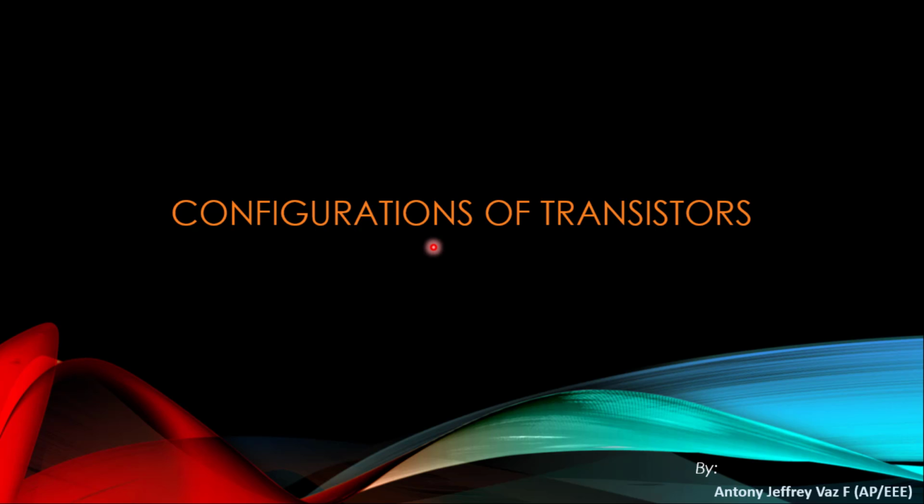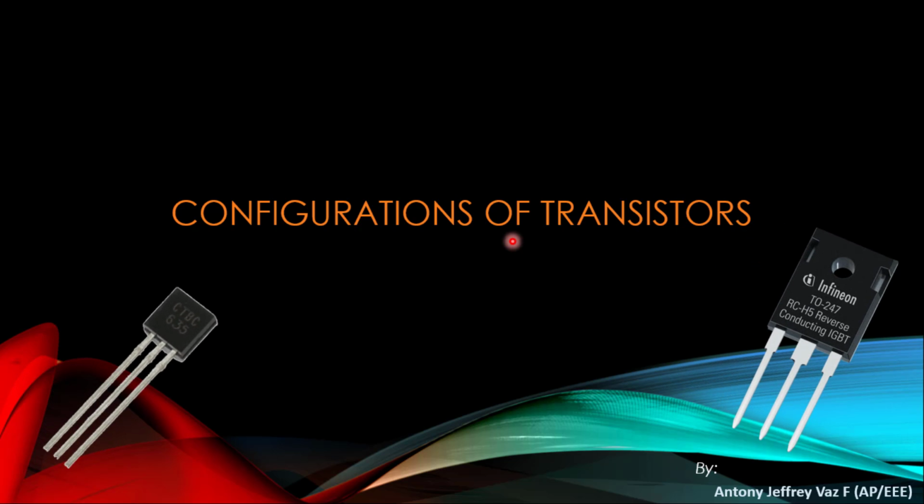Today we are going to see about the configurations of transistors. In the previous class we have seen about the construction and operation process of transistors. We have seen about two types of transistors, NPN transistors and PNP transistors. Today we will be seeing about the connections, how these transistors are going to be connected in an electronic circuit.